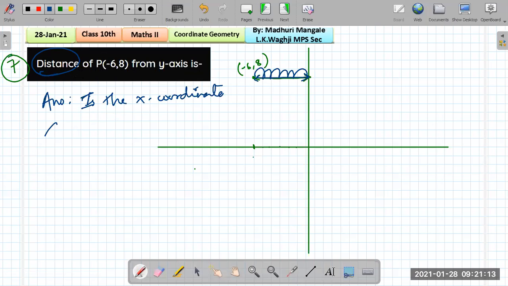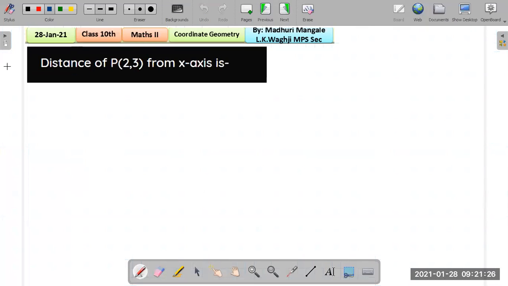So what is the x coordinate in -6 and 8? The x coordinate is 6, but it's -6 here. But the distance is always positive, right? So the answer is 6. Answer is 6. Let us look at next question.